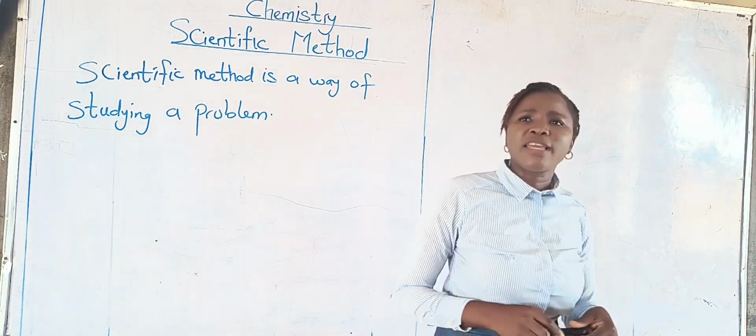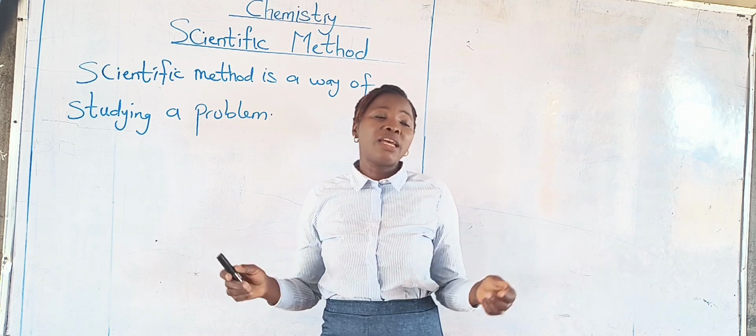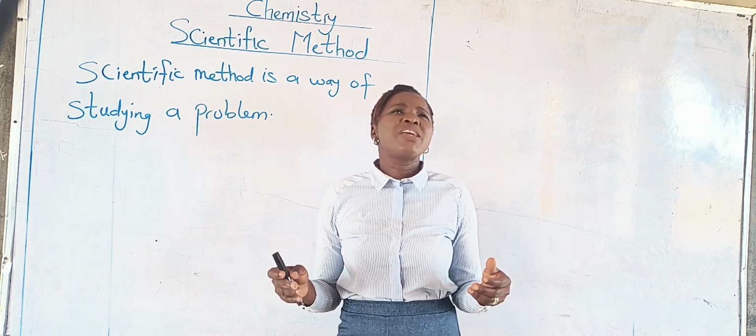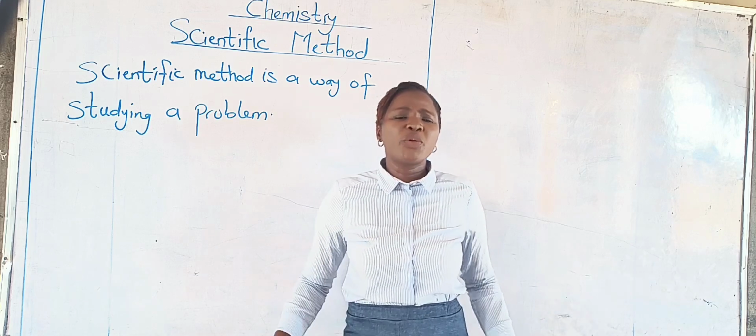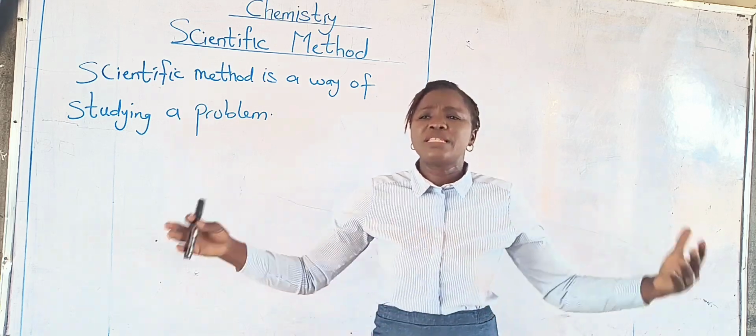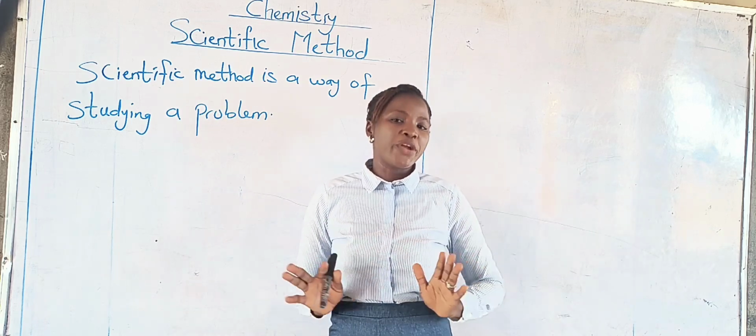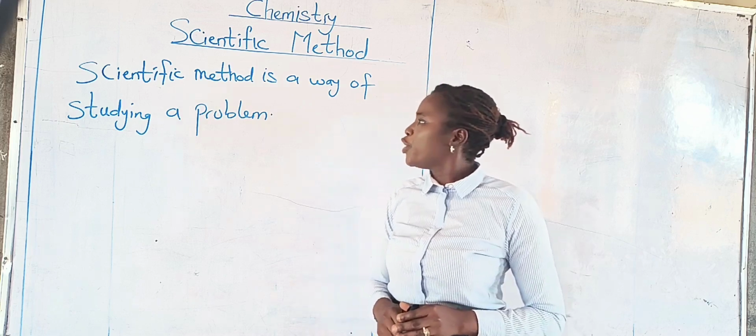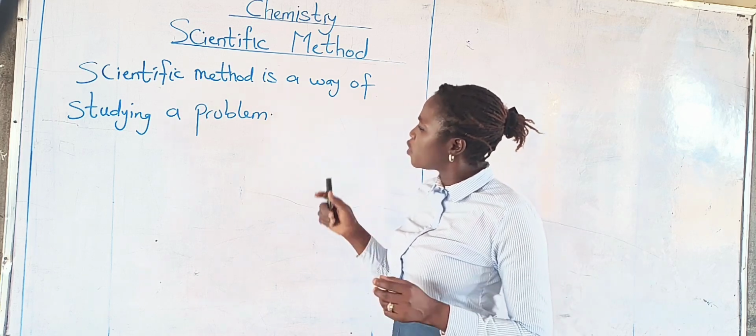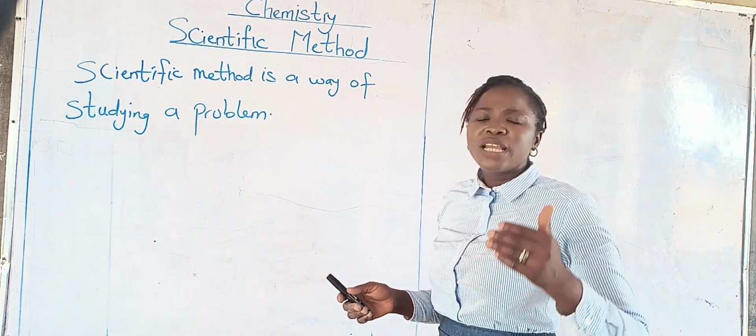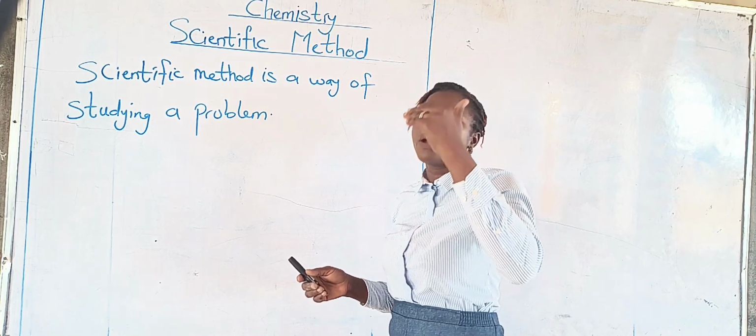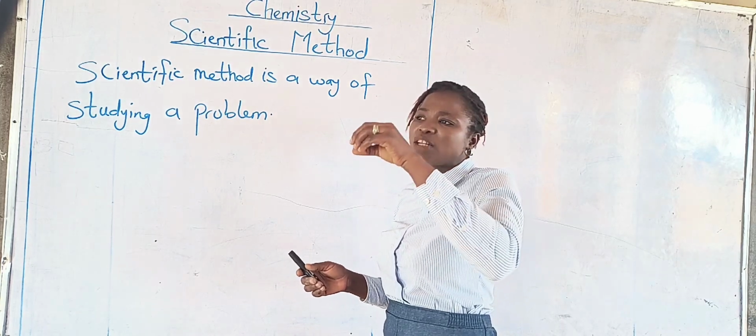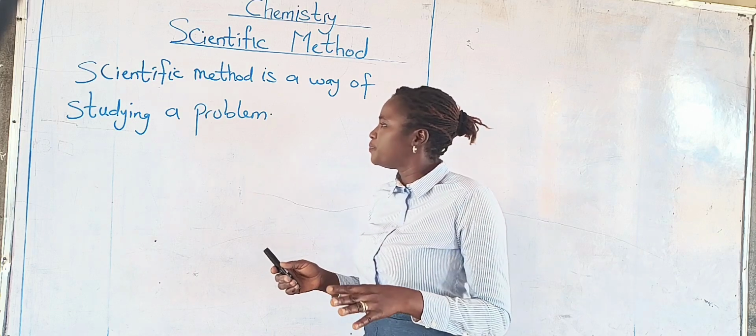And then as scientists, all scientists generally are always very alert and inquisitive. They want to know more, they want to learn more, they want to know the happenings around them, which is very good, which is very right. Scientific method is a way of studying a problem. There are some stages that the problem goes through to get an actual solution to every problem.